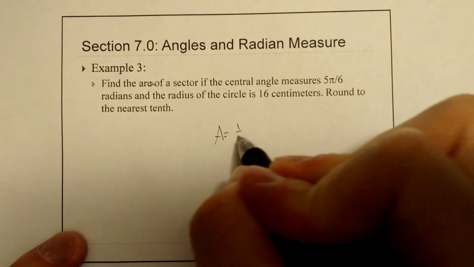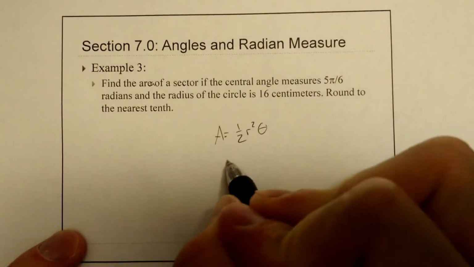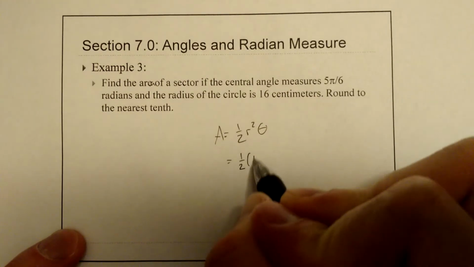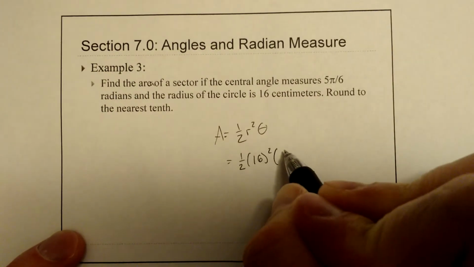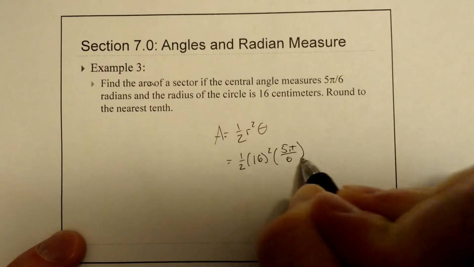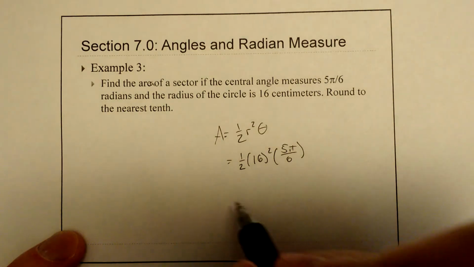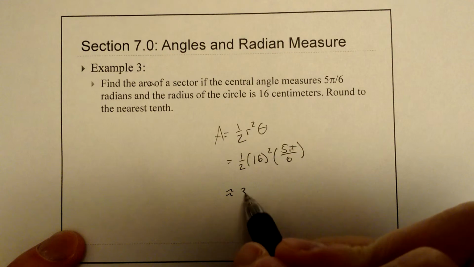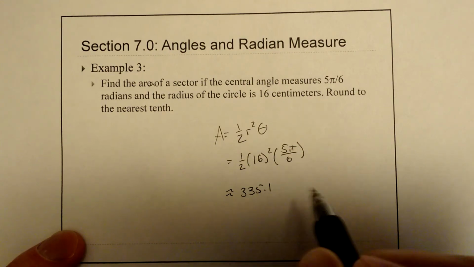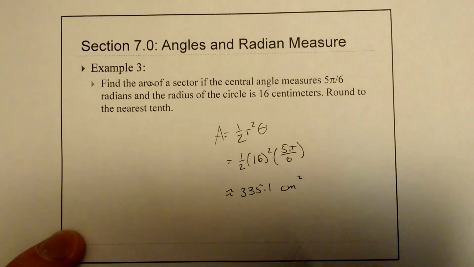So area is 1/2 R squared theta. So 1/2 times 16 squared times 5 pi over 6. So 0.5 times 16 squared times 5 pi over 6. And the calculator says the area is about 335.1, so centimeters squared in this case. That's finding the area. And I believe that's the last slide there.